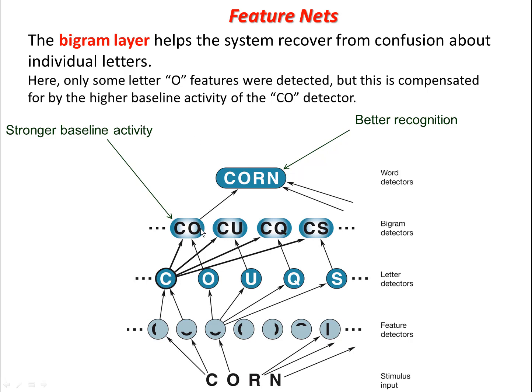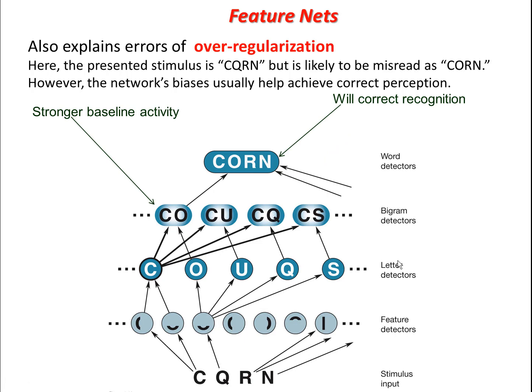So CO might have a much higher or stronger baseline activity, or be more likely to fire than CU, CQ, and CS in this particular example. So in reading the word, we are much more likely to end up with correct recognition of corn rather than a word like CQRN. Conversely, if the actual stimulus was CQRN, then this very same system might force us to over-regularize and read CQRN as CORN.